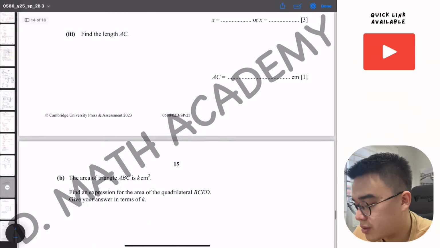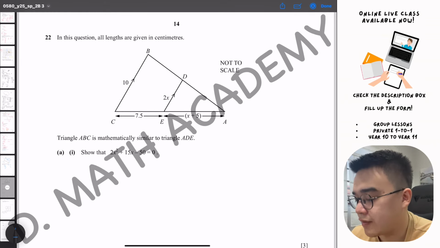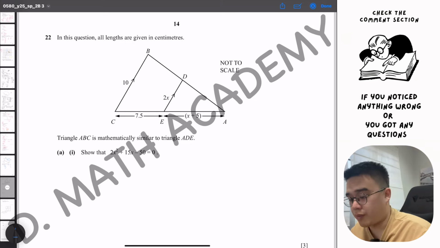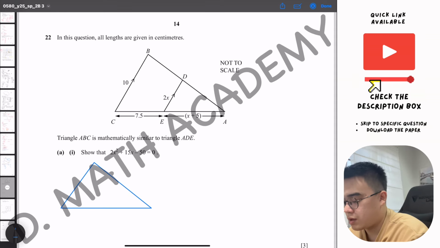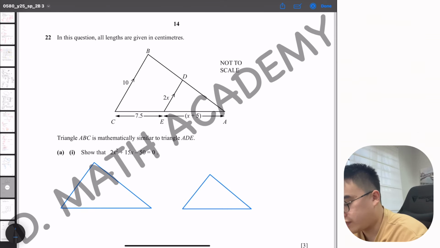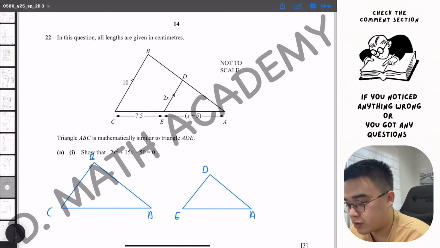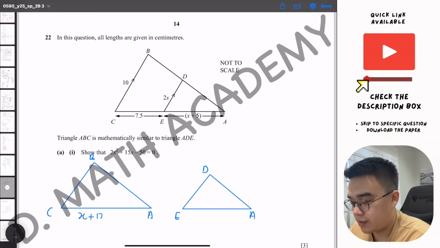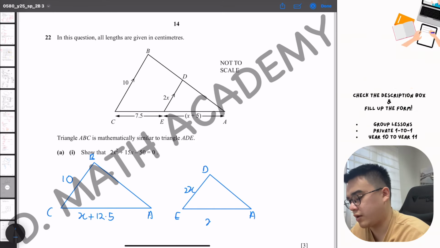Okay, let's go. Question 22. In this question, all lengths are given in centimeters. Prove that they are mathematically similar. So for me, I will actually draw out two different triangles. One looks like this, one looks like this, with D, E, A, B, C, A. So the bigger one has a total of x plus 12.5 and a side of 10. Here is 2x, here is x plus 5.